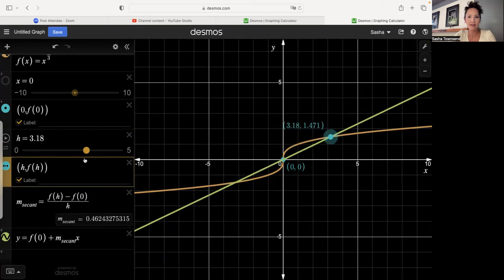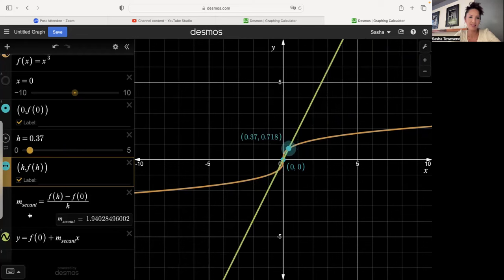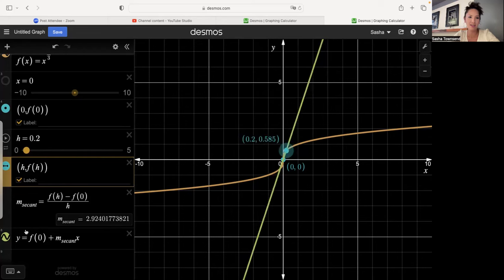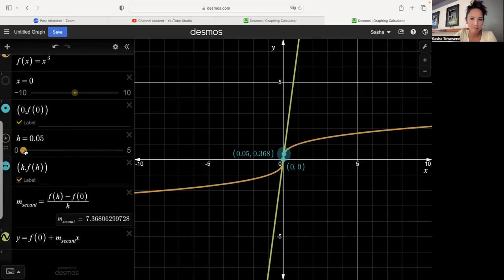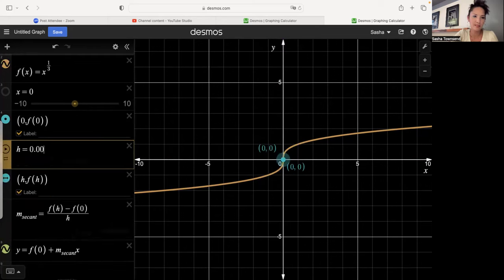So there's my secant line as h goes to 0. We can see that the slope of the secant is getting larger and larger and larger. And you see it's like 7.3 when h equals 0.5. I'm curious, what is it equal to when h equals 0.00001? Our slope of our secant is 10,000.